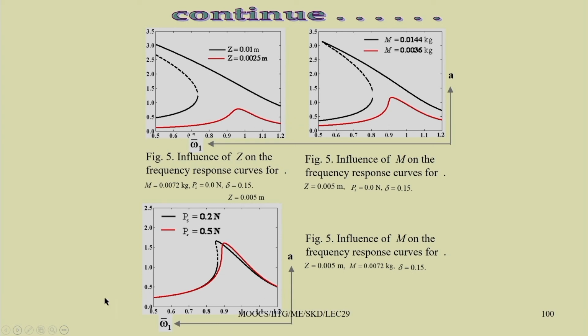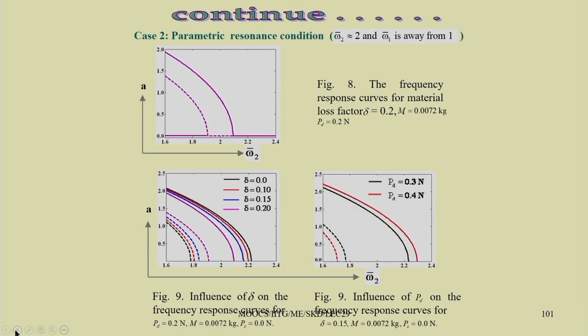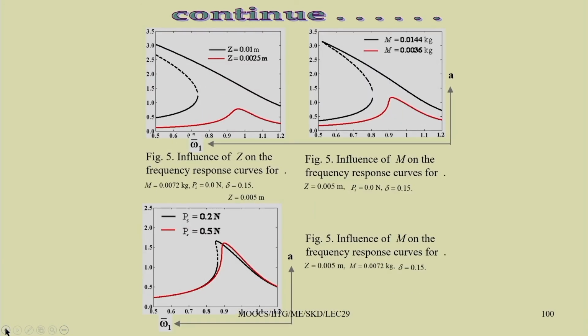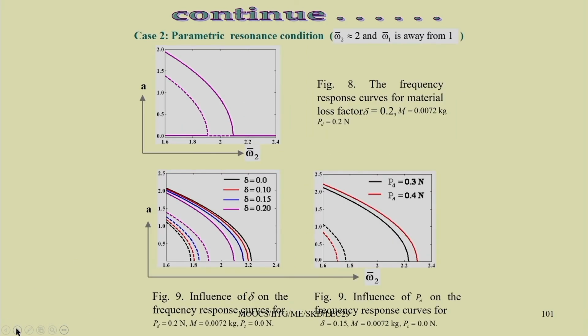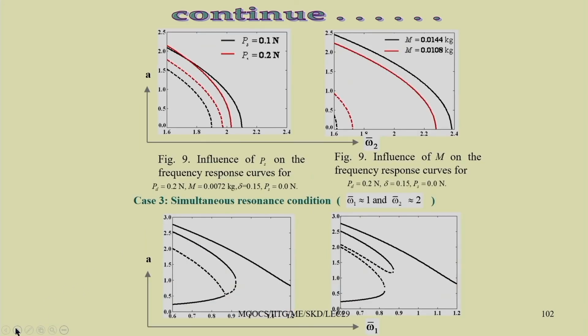Similarly, here also you can plot the frequency response for different values of Ps, that is the static value. Previously you saw you have only the saddle node bifurcation point, but here, in addition to the saddle node bifurcation point, if you are considering the principal parametric resonance condition, that is omega 2 nearly equal to 2 and omega 1 away from 1, we have these pitchfork bifurcation points. You can study the response of the system for different pitchfork bifurcation points.